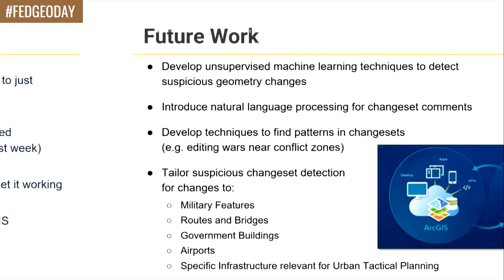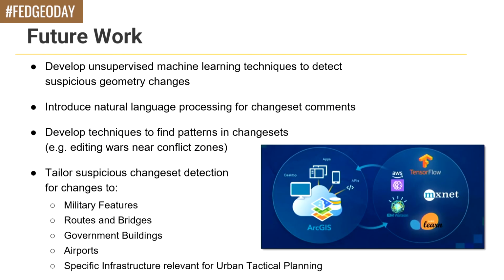For future work, we're looking to develop some unsupervised machine learning techniques to detect suspicious changes in geometry. So things like if a building has been moved. These are things that we can flag automatically with some clustering techniques. And we're also looking into some NLP for things like hate speech detection in the comments. And going forward, we're looking to develop techniques to find patterns in those change sets. So for example, how can we programmatically flag those editing wars near conflict zones?